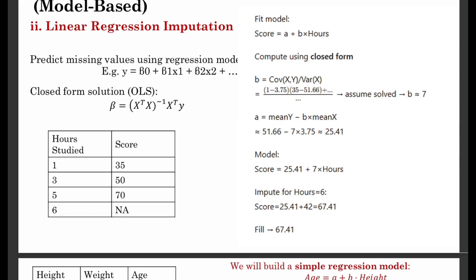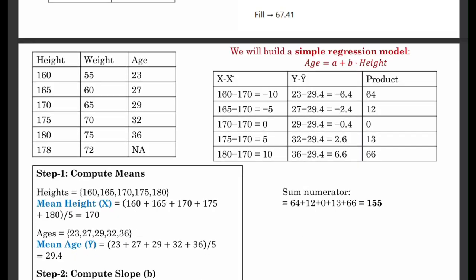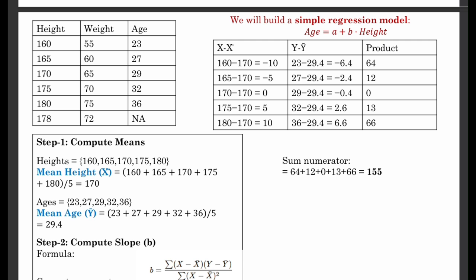Let me walk you through a concrete example. We have height, weight and age. Age is missing for one row. We build a regression model. Age is equal to a plus b into height. Step 1. Compute means. Mean height is equal to 170. Mean age is equal to 29.4.